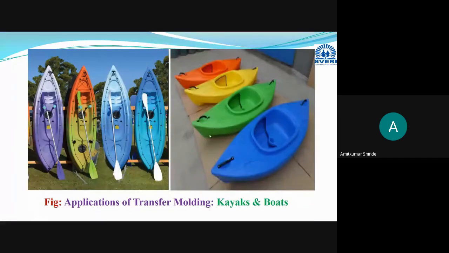Then some kayaks and boats. These are the diagrams. These are the kayaks, used for boating. These are simple boats. These are kayaks, then boats. These are all manufactured with the help of this transfer molding process only.